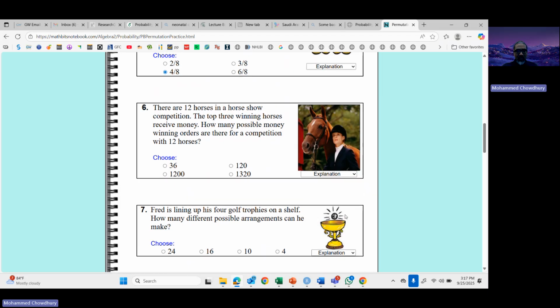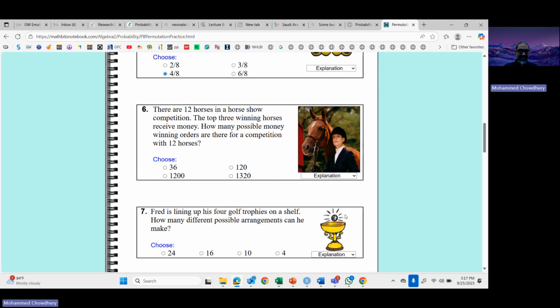Then there are 12 horses in a horse show competition. The top 3 winning horses receive money. How many possible money winning orders are there for a competition with 12 horses? So take a look at that. 12 horses, right? Only 3 of them will get a reward, right? So that means 12 choose 3, right? Why?